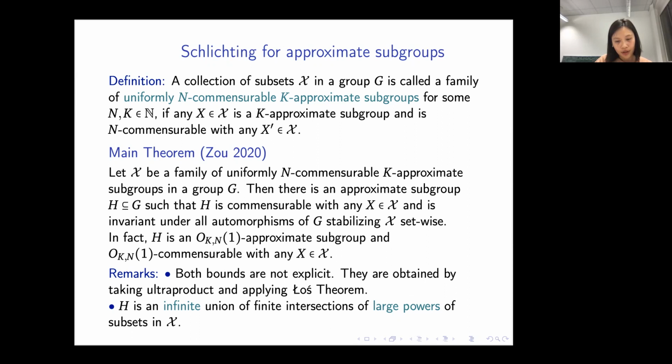Can I ask a question? Mm-hmm. So in the ultraproduct, is the approximate subgroup actually a group, or is it still an approximate subgroup or something? It's still an approximate subgroup. Okay. Thanks.